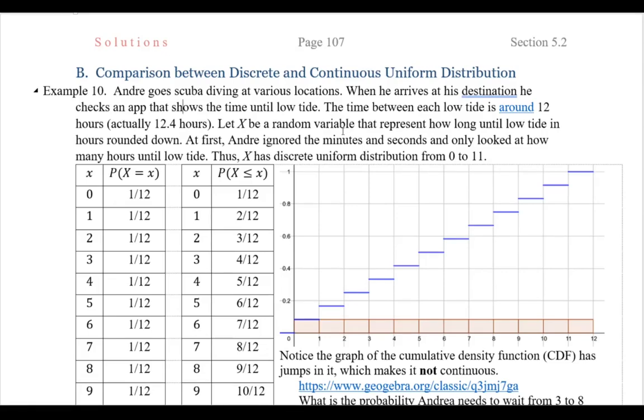You can skip part B if the difference between continuous and discrete random variables makes sense to you. This is just another comparison between the two. So we have an experiment.